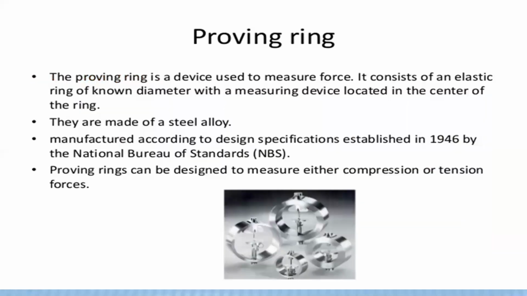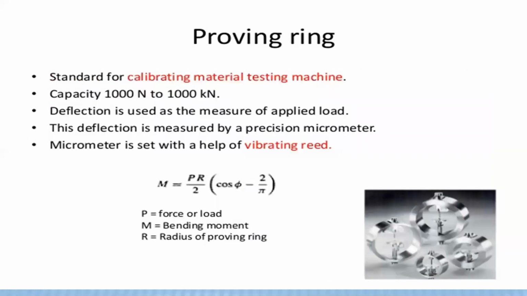These proving rings are made of steel alloys. They are manufactured according to design specifications established in 1946 by the National Bureau of Standards. Proving rings can be designed to measure either compression or tension forces. So we can calculate compression or tension forces on a particular object by using this proving ring instrument. The standard is for calibrating material testing machines, with capacity 1000 newtons to 1000 kilonewtons.